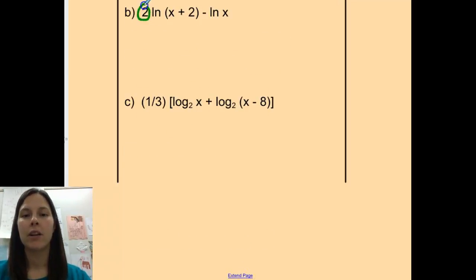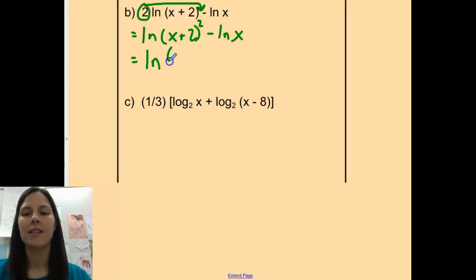Second example, we have a coefficient that will become a power. So we start by rewriting this as natural log of x plus 2 squared minus natural log of x. The subtraction will condense to division, again down to a single log. That x plus 2 squared goes in the numerator. We cut out that second natural log and just put the x in the denominator.